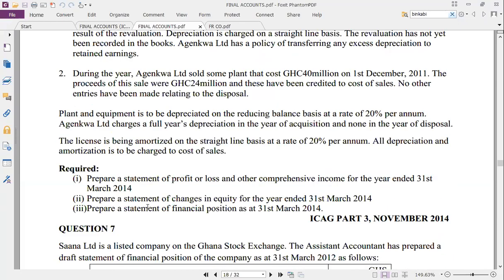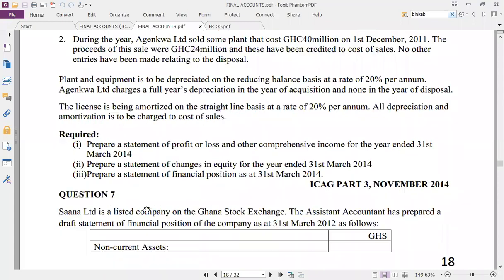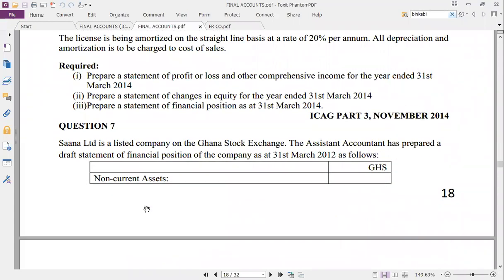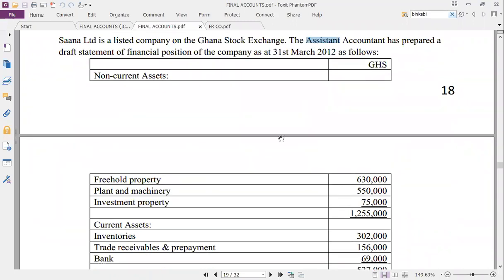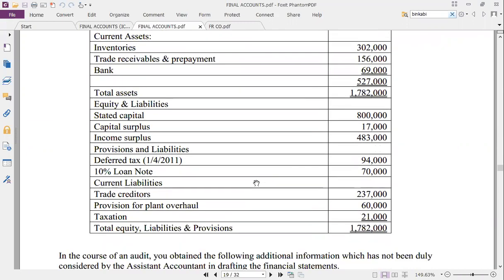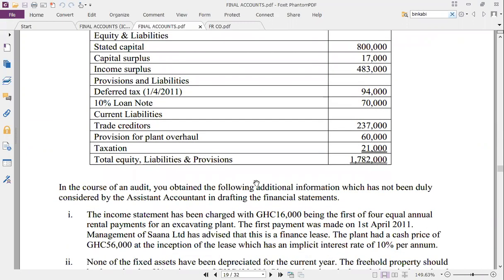Good. So this is a typical example of the redraft section. Question 7. Sana Limited is a listed company on the Ghana Stock Exchange. The assistant accountant has prepared a draft statement of financial position of the company as of 1st March 2012. They say assistant accountant, so not the accountant himself. So definitely there will be a lot of issues.